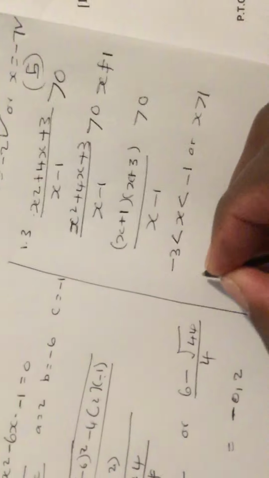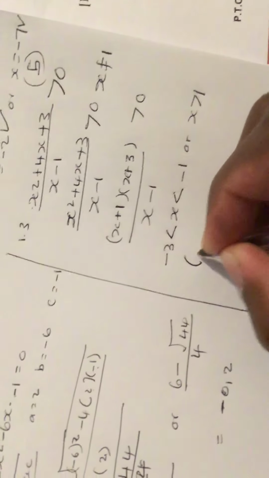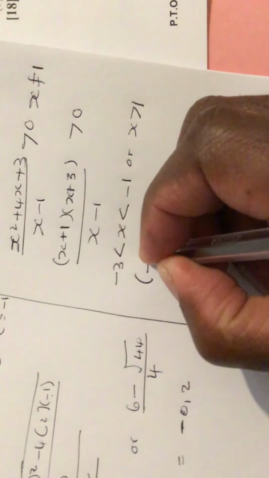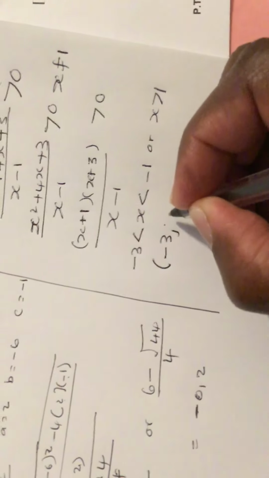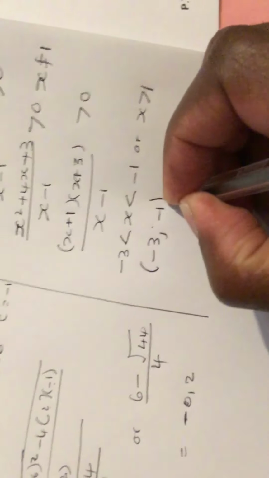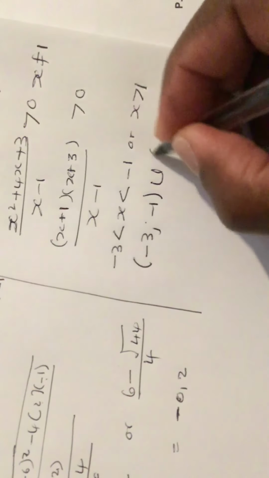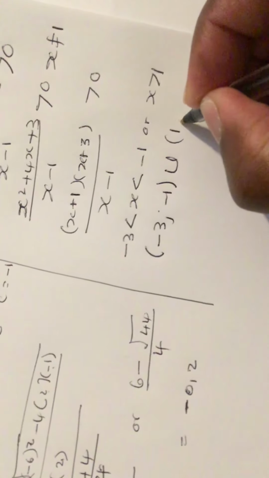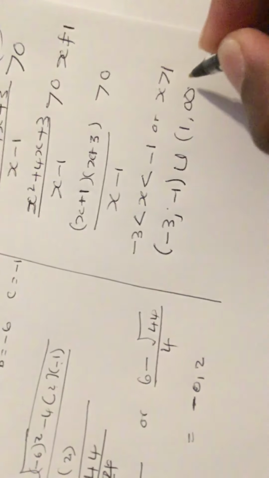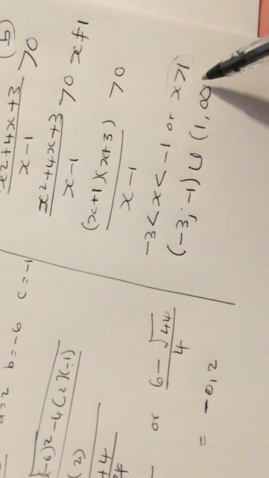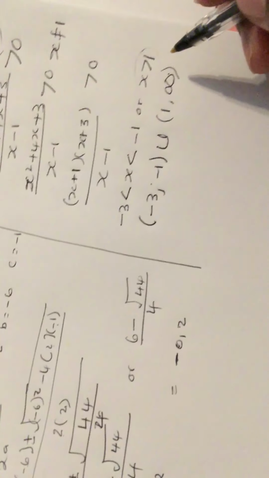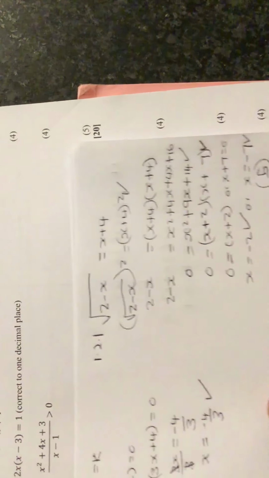Or sometimes you can write it like this: bracket minus 3, minus 1, union 1 to infinity, which represents this one over here. And that will definitely be the case for this one over here.